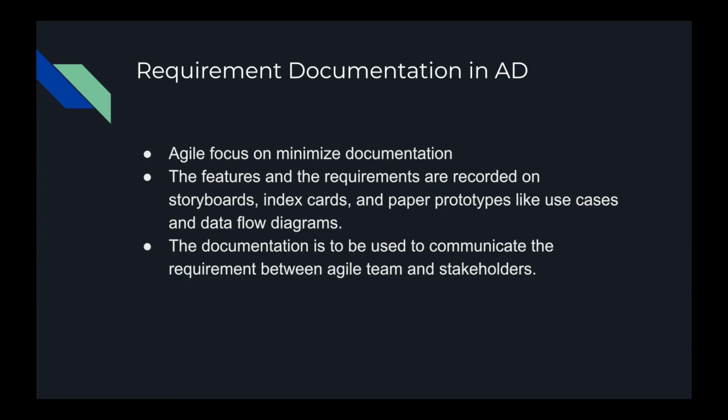Next is requirement documentation. One of the main concepts of Agile development is that we try to minimize documentation as much as we can, because early documentation usually becomes irrelevant towards the end of the development process. The features and requirements are recorded on storyboards, index cards, and paper prototypes, like the use case and data flow diagram. Again, Trello is one of the online tools with which we can easily manage all of these models and requirements, and you can assign different priority status to each requirement.